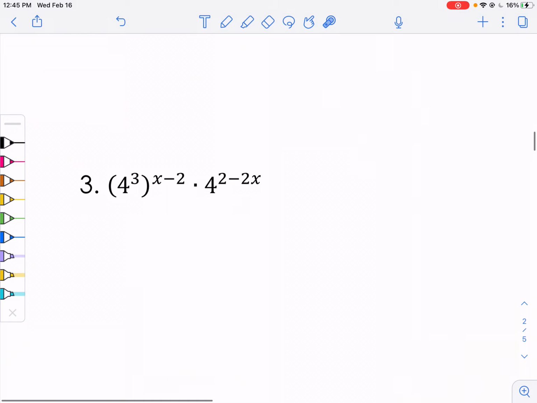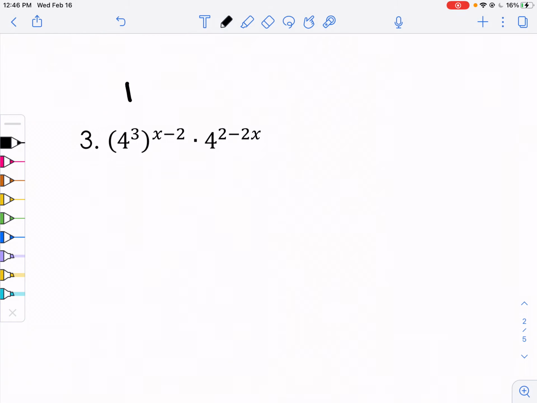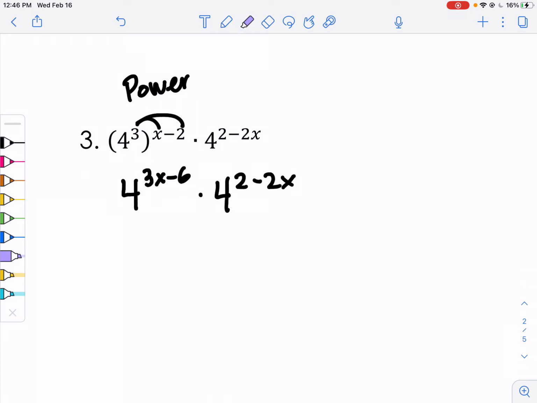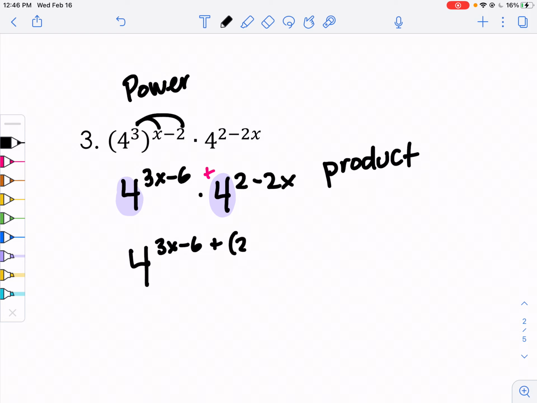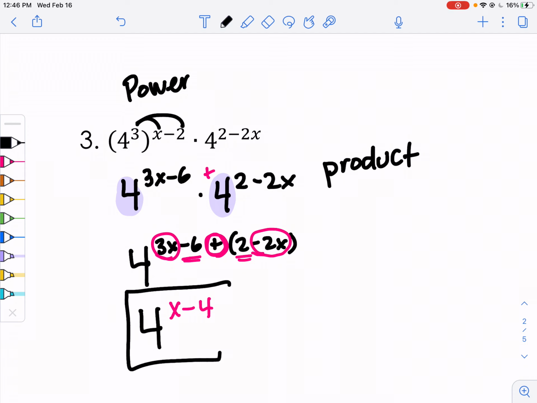Awesome. Let's look at number 3. Number 3, I'm going to use the power rule here. So I'm distributing this in here. So I have 4 to the power of 3x minus 6 times 4 to the 2 minus 2x. They do have the same base, so I am able to use my product rule, right, multiplying together, in order to add the exponents. So I'm doing 3x minus 6 plus 2 minus 2x. So I have here the original 4 as my base. I have 3x plus negative 2x becomes just x, and negative 6 plus 2 becomes negative 4. This would be my answer for number 3.